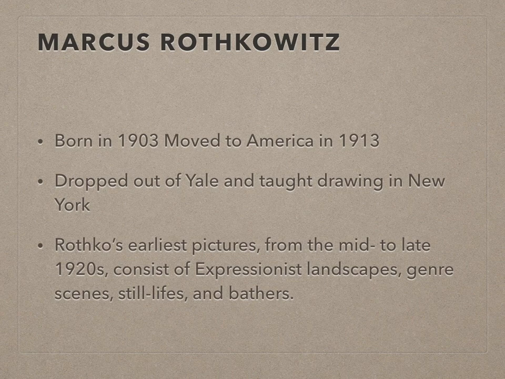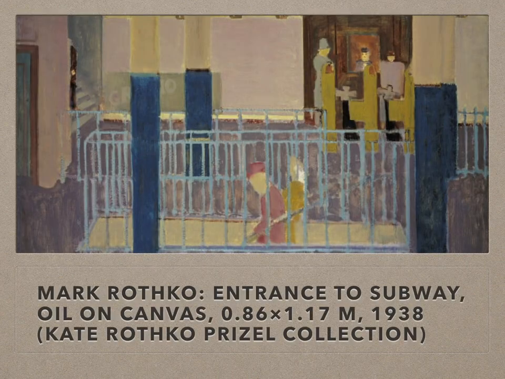He moved to New York, where he attended a few courses at the Art Students League, including a painting class with Max Weber, and he also taught drawing classes for money. On the side, Rothko educated himself by attending exhibitions and visiting the studios of artists such as Milton Avery, whose paintings of simplified forms and flat areas of color suggested possibilities for Rothko's own work. Rothko's earliest pictures from the mid to late 20s consist of expressionist landscapes, genre scenes, still lifes, and bathers. One example of that is Mark Rothko's Entrance to Subway.